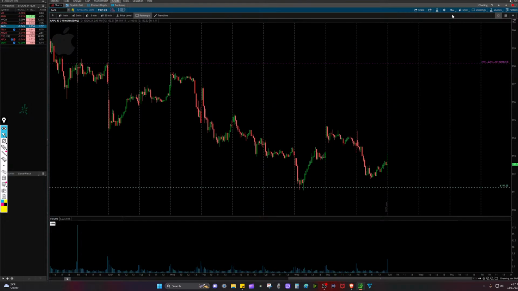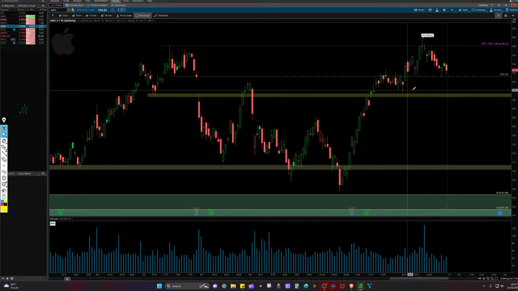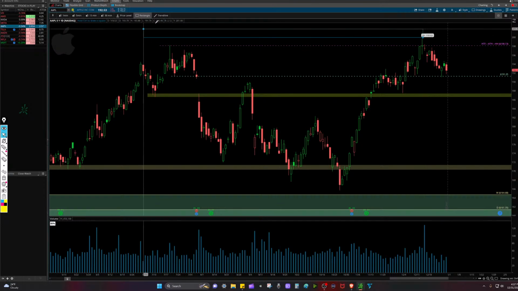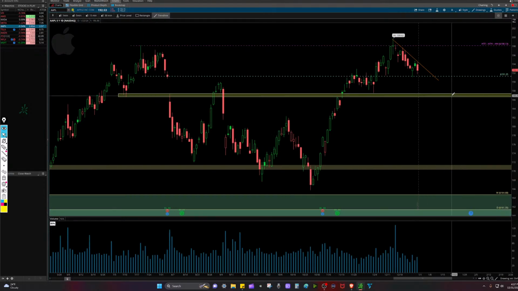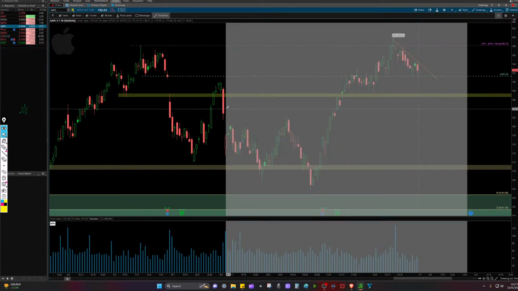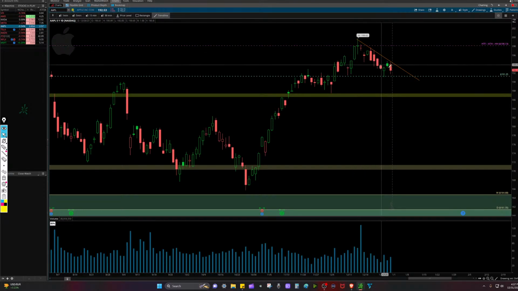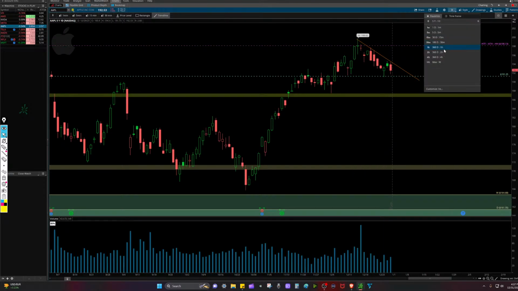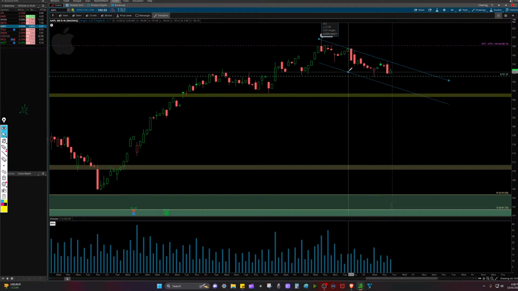Okay, let's go to Apple daily. Enough talking. Let me give you a taste of what I'm looking at without just talking. Okay, I see a flag here. No daily, not enough daily supply happening. Go to 4 hours.